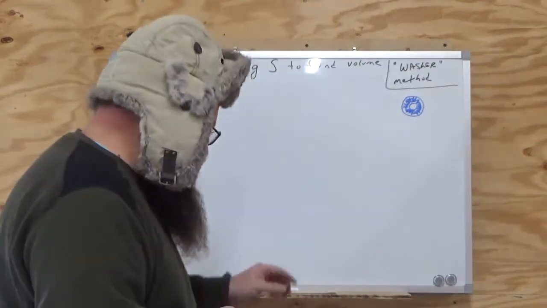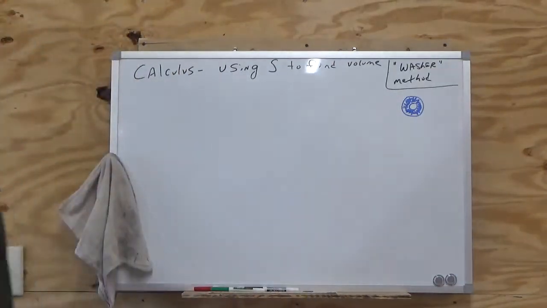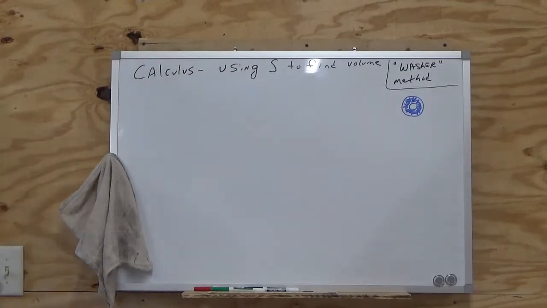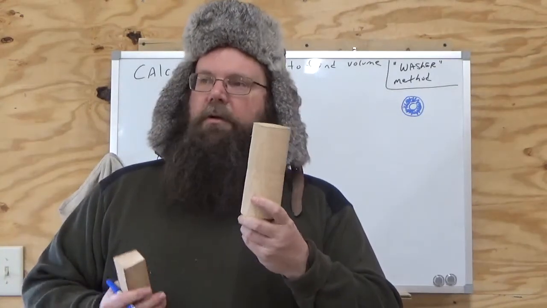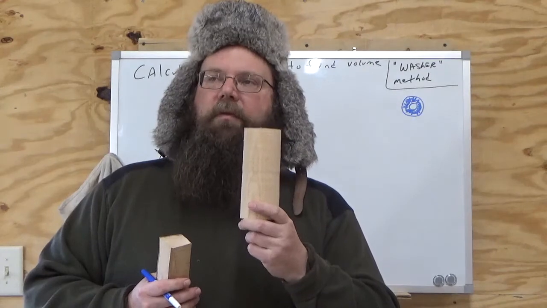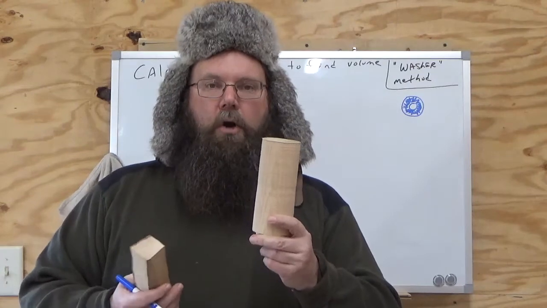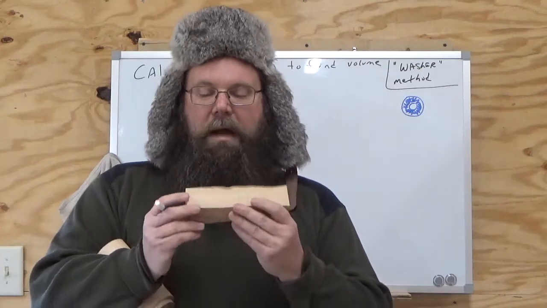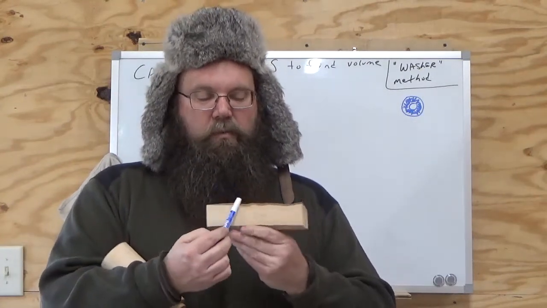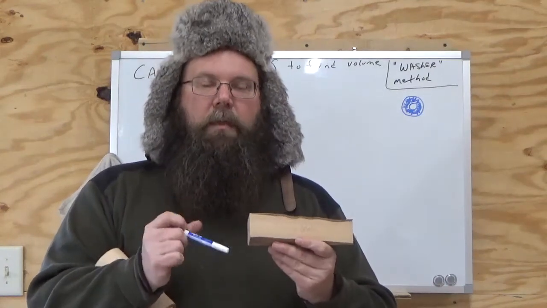So if I said volume of a box, or volume of a cylinder, here's a cylinder. The volume of a cylinder is pi r squared h, pi r squared times the height. A cone is pi r squared h divided by 3, it's 1/3 of that. Volume of a box, here's a wooden block. What's the volume of this rectangular box? Length times width times height, 3 dimensions.